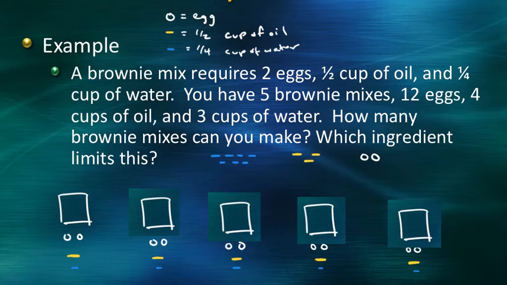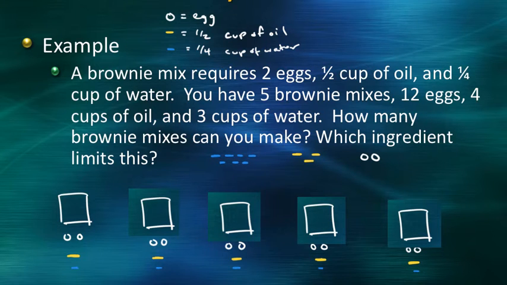We had 12 eggs, so here's kind of our guide. Each brownie mix requires 2 eggs. Well, that means we're going to use 1, 2, 3, 4, 5, 6, 7, 8, 9, 10, and we have 2 leftover eggs. Okay, so so far our brownie boxes are limiting how many batches we can make, right? It needs a half a cup of oil. Well, we have a total of 4 cups of oil. Well, 1/2, 1, 1.5, 2, 2.5 means that we've got another 1.5 cups of oil left over.